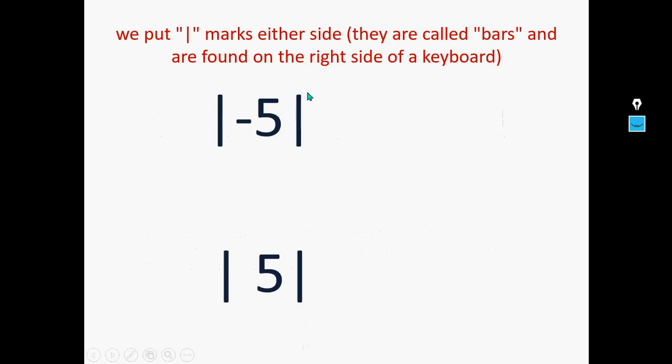Now you should know how we show absolute value, and what is the symbol for absolute value. The symbol for absolute value is this bar. So if you are typing this bar and looking for it on the keyboard, you will find it on the right side of the keyboard. When we place two bars like this, and in between we put the integer, we read this as absolute value of minus 5.